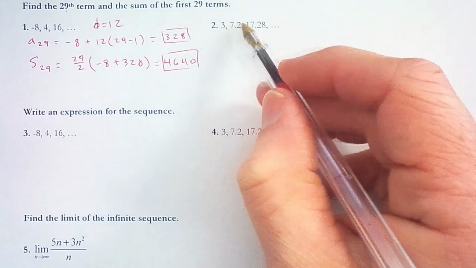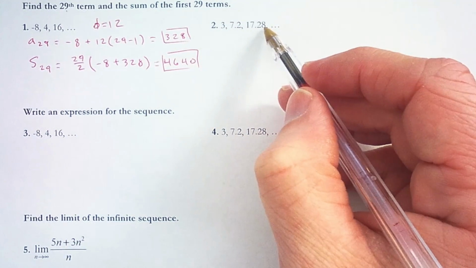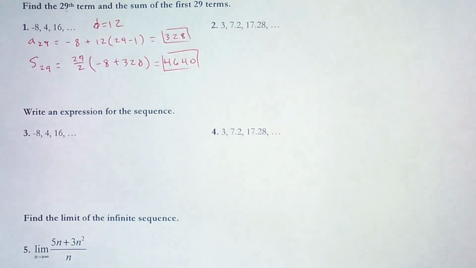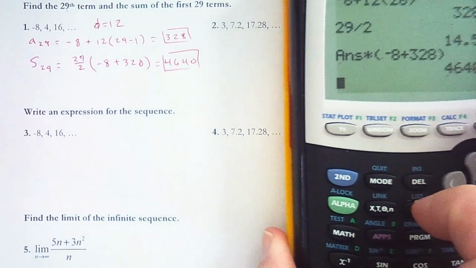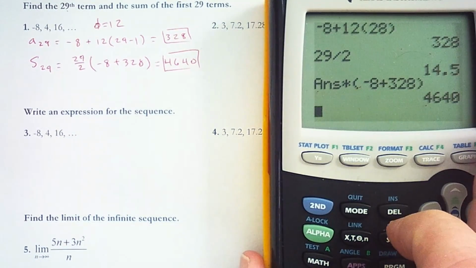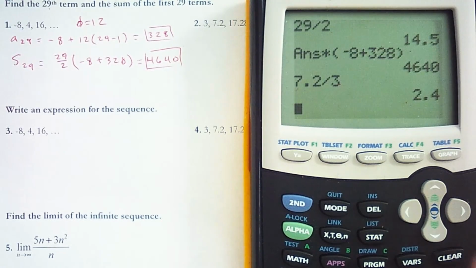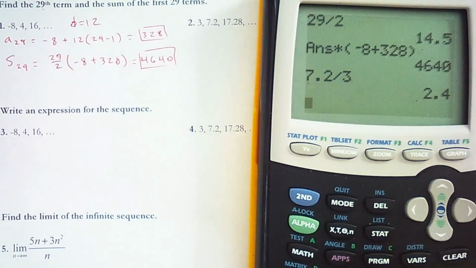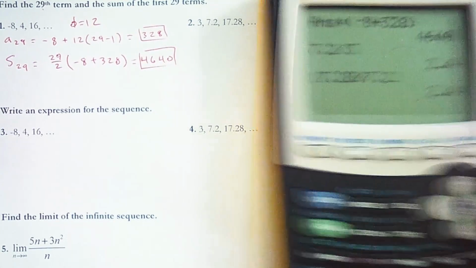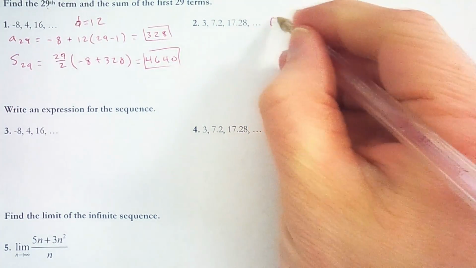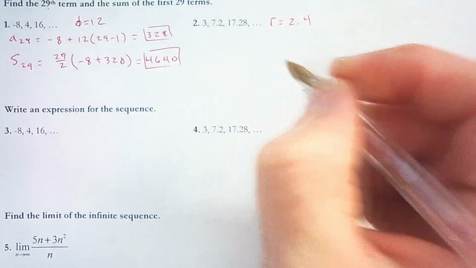Next, we have 3, 7.2, 17.28. That does not look like it's going up the same amount each time. So let's use division and see if there's a common ratio. So we have term 2 divided by term 1. And if there is a common ratio, then term 3 divided by term 2 will be the same. And it is. So we have a common ratio here of 2.4.